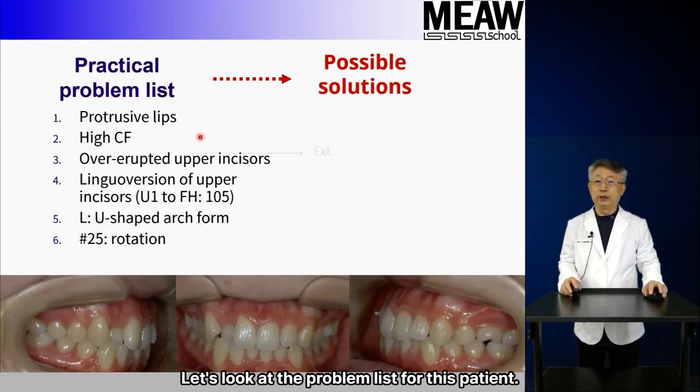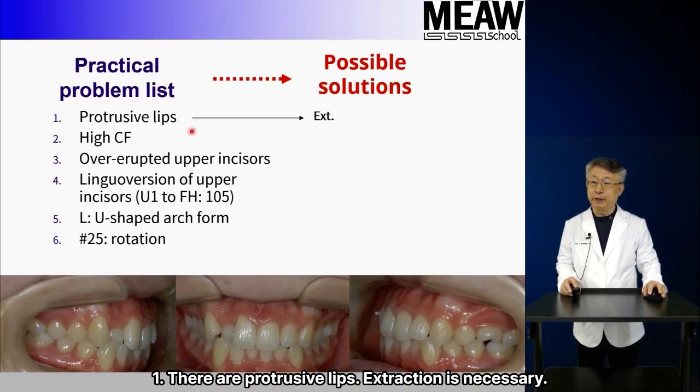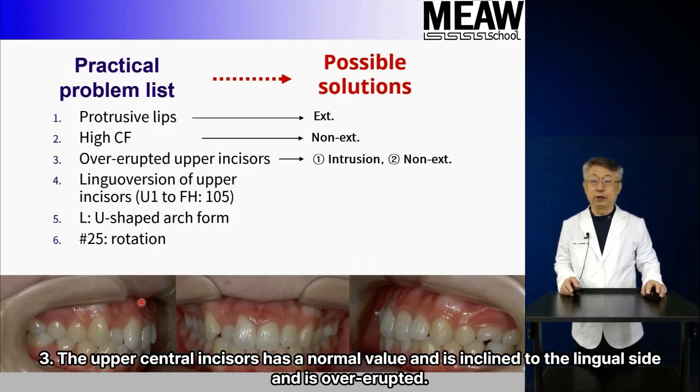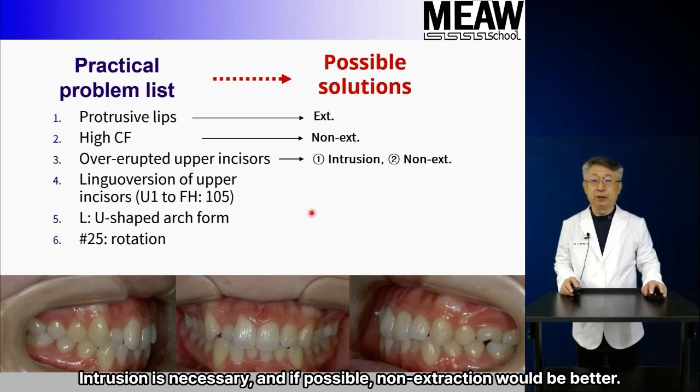Let's look at the problem list for this patient. 1. There are protrusive lips. Extraction is necessary. 2. Combination factor is large. If possible, it should go with non-extraction. 3. The upper central incisors has a normal value and is inclined to the lingual side and is over-erupted. Intrusion is necessary, and if possible, non-extraction would be better.